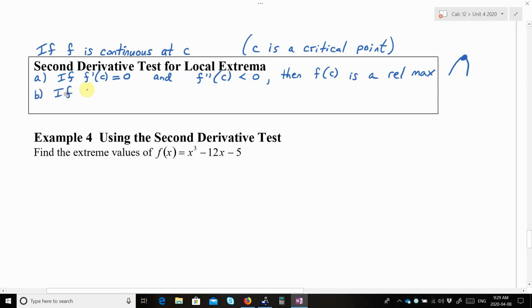Part B, if f prime of C equals 0, so C is a critical point, and the second derivative is greater than 0, then f of C is a relative min. Okay, so you've got a second derivative that's positive, which means the graph is concave up. And so then C is going to be at the bottom of that valley, a relative min.